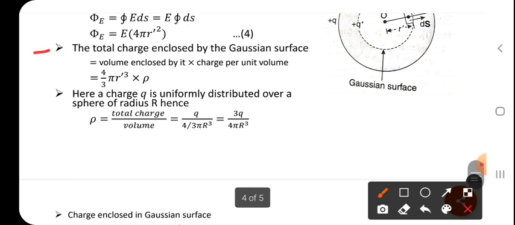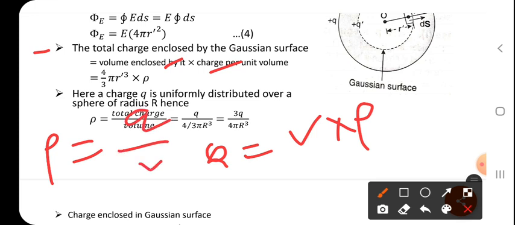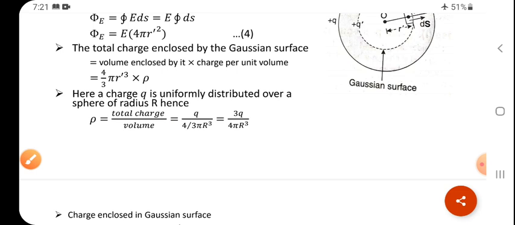Now, the total charge enclosed by the Gaussian surface is the volume enclosed by it times the charge per unit volume. So total charge, generally, the formula is what? Volume into density. Why? Because here density is equal to what? Charge by volume. From this we write charge equals, if you bring this side, rho into V. So rho into V, that is written here, right?